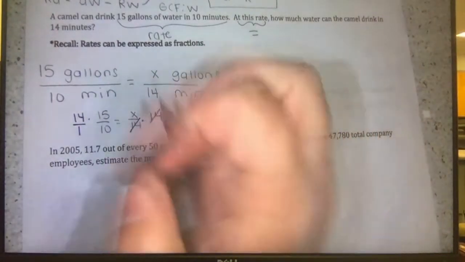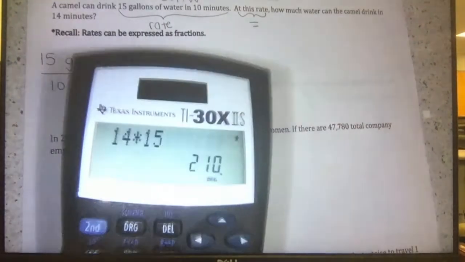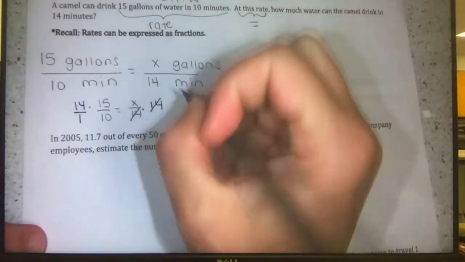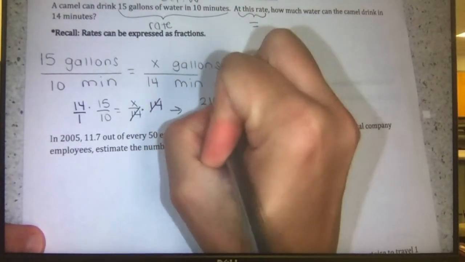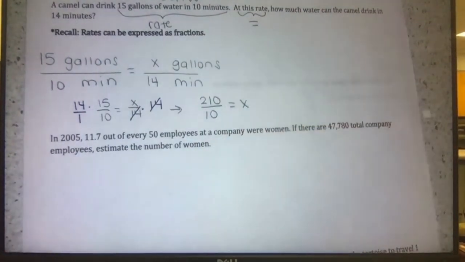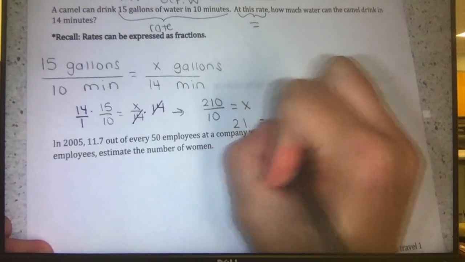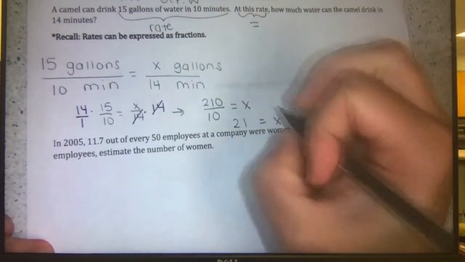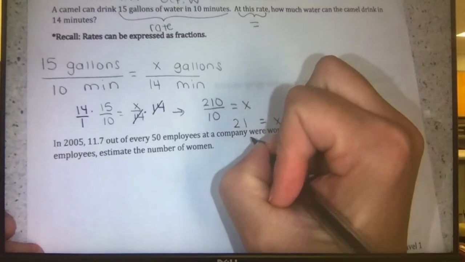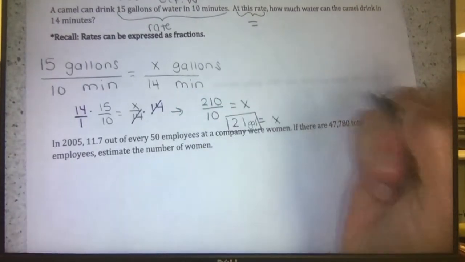So that way whenever I multiply fractions, 14 times 15 will give us 210. So coming over here, 210 all over 1 times 10 is 10 equals X. 210 divided by 10 will give us 21. So 21 equals X. 21 was gallons, so that's saying in 14 minutes the camel's going to drink 21 gallons. So make sure that you put that unit of gallons.